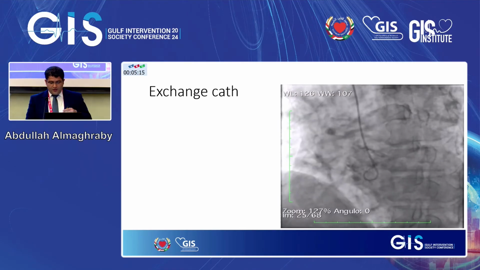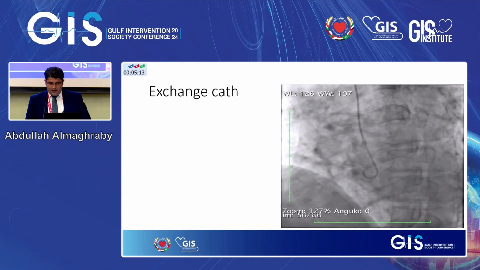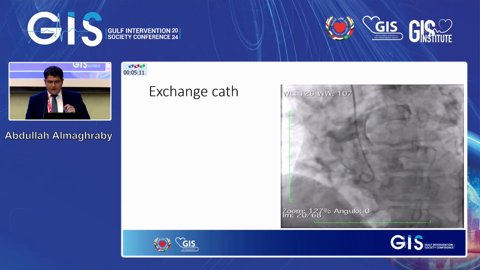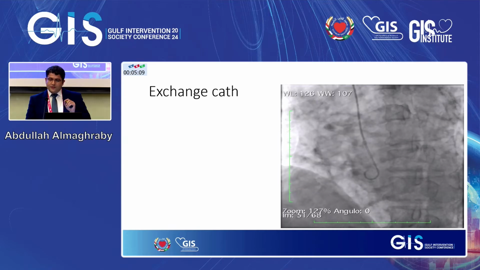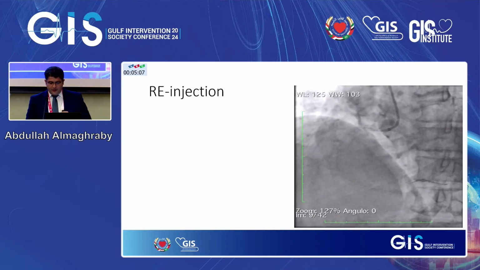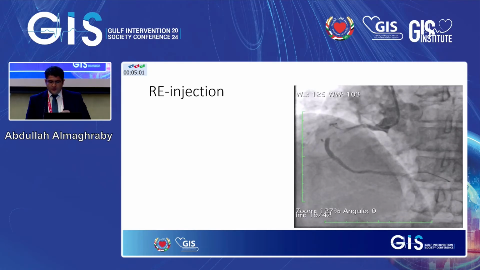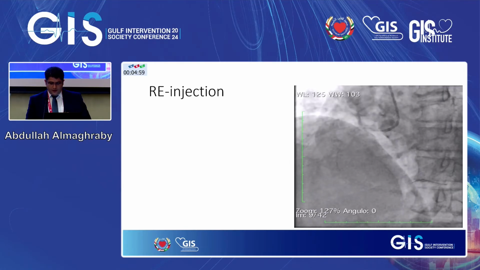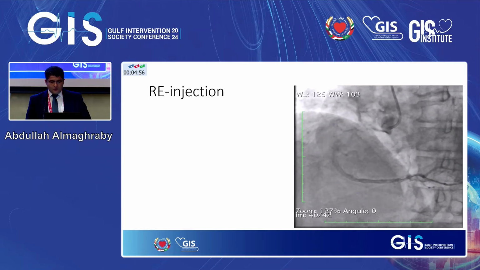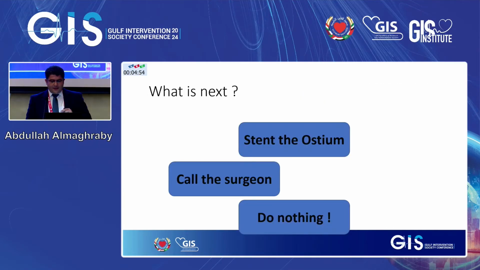So we exchanged catheters to a pigtail and injected the ascending aorta. It showed a small dissection in the ascending aorta. It was very small, so we re-engaged the right coronary artery again, and it was around 1 centimeter, less than 4 centimeter, with a dissection extending into the right coronary artery till the stent. So next step, should we stent the ostium or call the surgeon, do nothing?